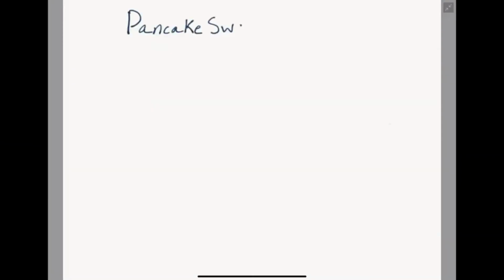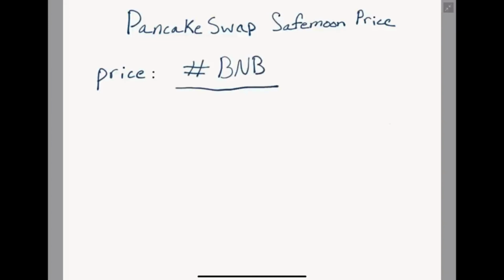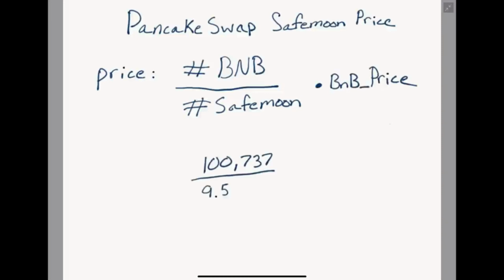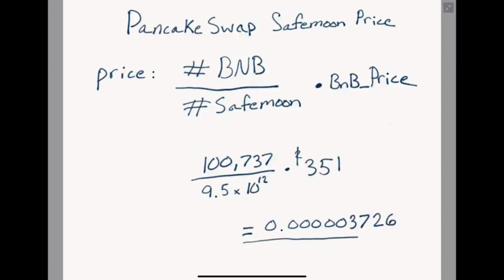Before I continue, let's use the current stats about the liquidity pool to calculate PancakeSwap's current price of Safemoon. To find the price, we need to find the ratio of Safemoon to BNB that are in the pool. This is as easy as dividing the number of BNB by the number of Safemoon. This result is the ratio of how many BNB there are to every Safemoon token in this pool. We can then take this result and multiply it by the price of BNB to get the answer of 0.000003726, which is exactly correct when I did this math on June 8th.